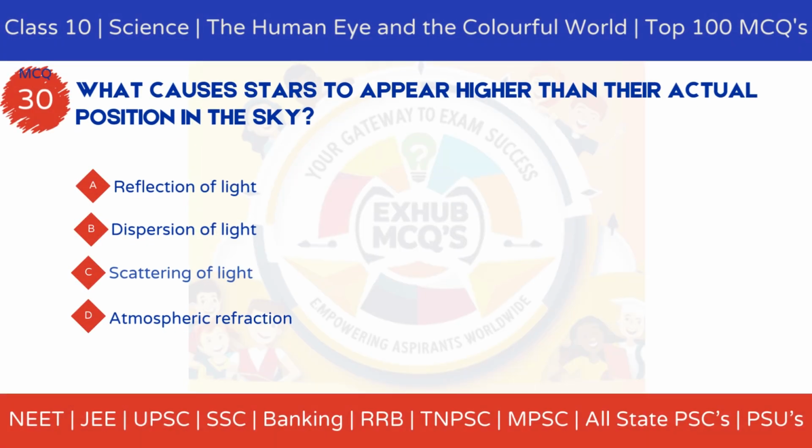MCQ 30. What causes stars to appear higher than their actual position in the sky? Option A, reflection of light. Option B, dispersion of light. Option C, scattering of light. Option D, atmospheric refraction.